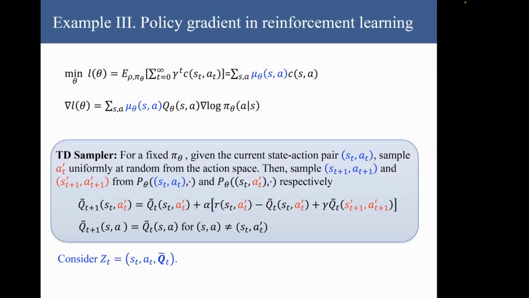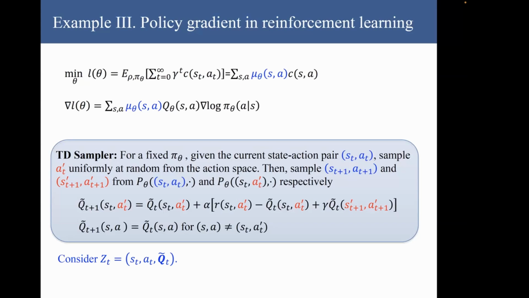So what I'm going to do is consider the classic TD type of sampler, the temporal difference learning sampler. For a fixed policy, I'm going to sample the state-action pair S_t, A_t, given the current S_t. I'm going to do something slightly smarter here: I'm going to sample another action uniformly at random from the action space. This helps me do the exploration, so I don't need to be restricted by the policy's exploration power.